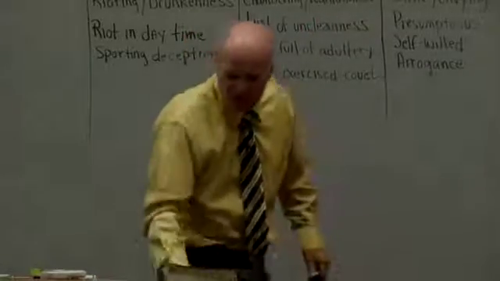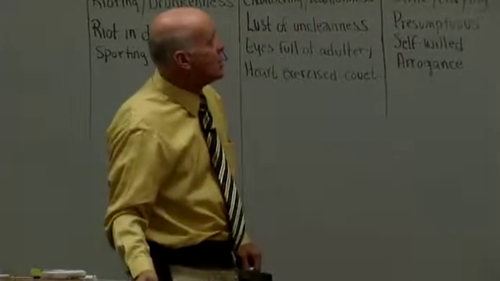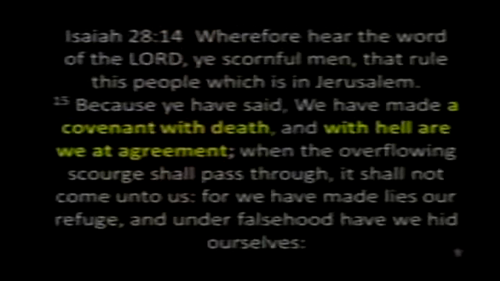So Isaiah chapter 28, verse 14. Wherefore hear the word of the Lord, ye scornful men, that rule this people which is in Jerusalem. Because ye have said, we have made a covenant with death, and with hell are we at agreement. When the overflowing scourge shall pass through, it shall not come unto us. For we have made lies our refuge, and under falsehood have we hid ourselves.